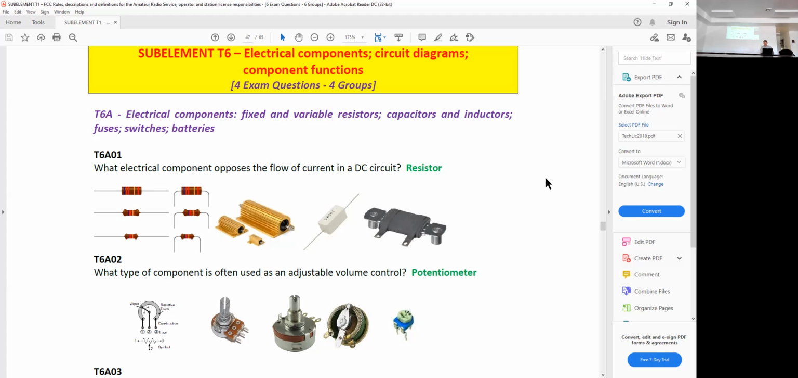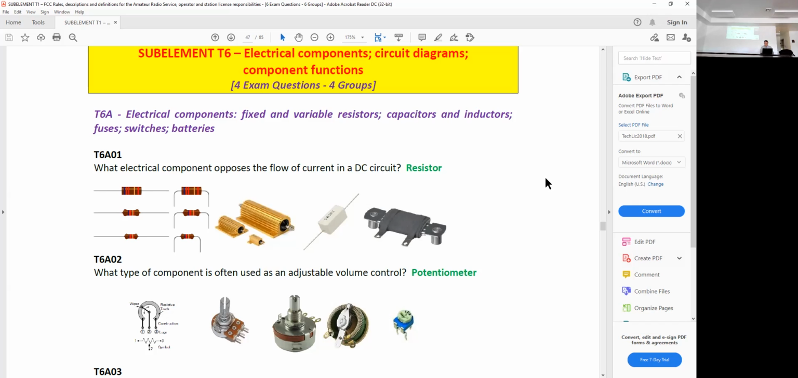It's 47 in the PDF, and printed wise, I'm not sure where that comes out exactly. 47 also. Those maybe are scheduled later. But we're on 47, sub-element T6, T6A. Yeah, everybody able to find it okay? That first question talking about a resistor? Okay, great. Any questions about a resistor? Easy to remember?